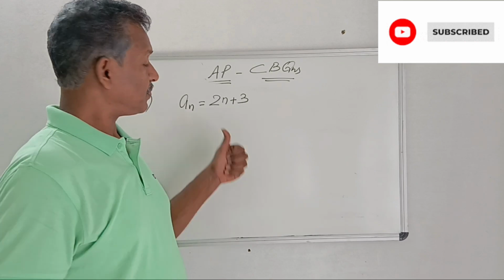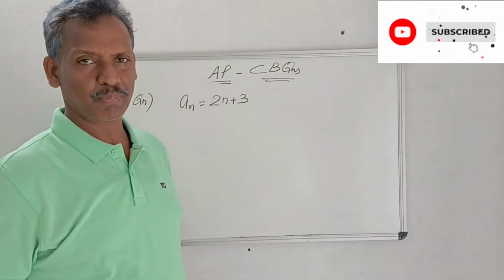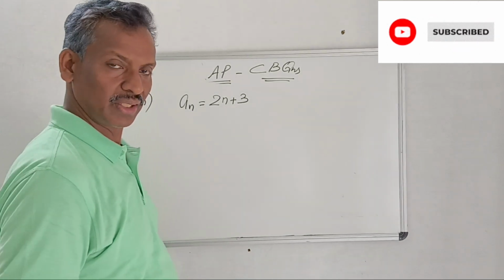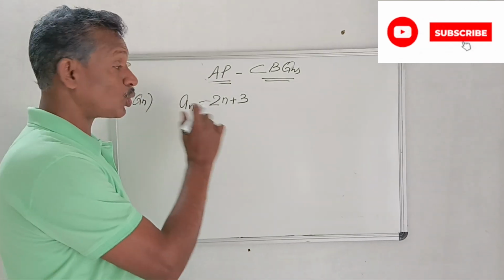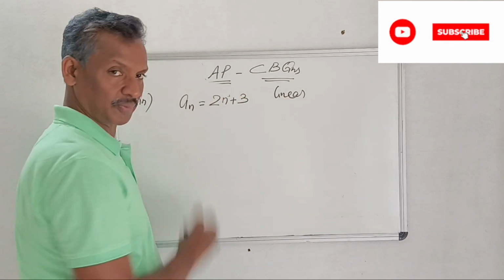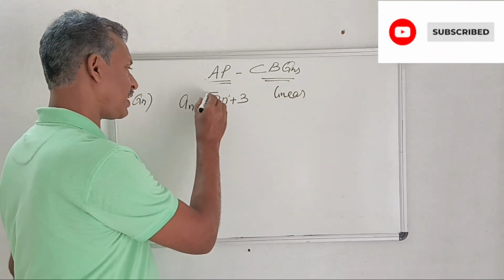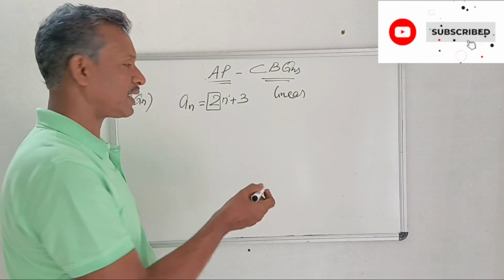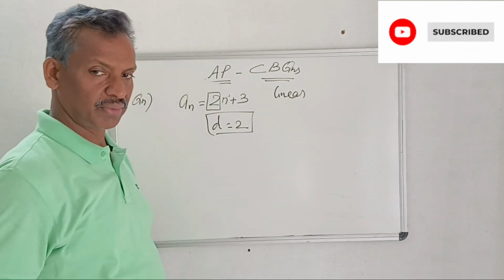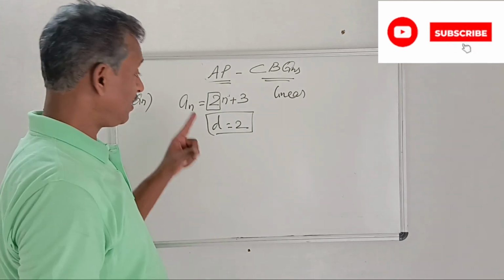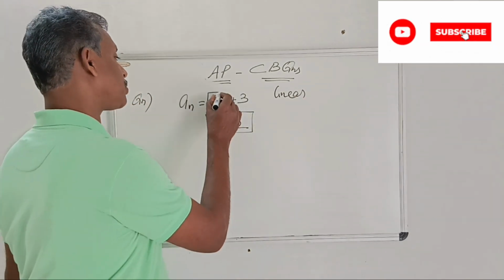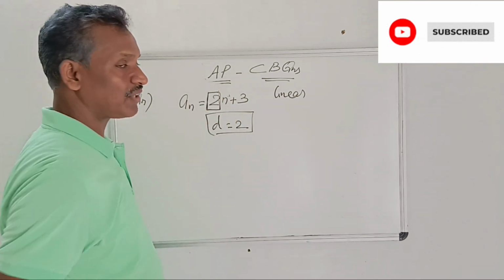If the nth term of an AP is represented like this, 2n plus 3, what is the common difference? Or how can we find the common difference? Okay. The nth term of an AP is always a linear polynomial, linear means the degree of n is 1. Whatever is the coefficient of n, that will be the common difference. You can directly write d is equal to 2. If nth term of an AP is given, it will be a linear polynomial. Whatever is the coefficient of n, that will be the common difference.